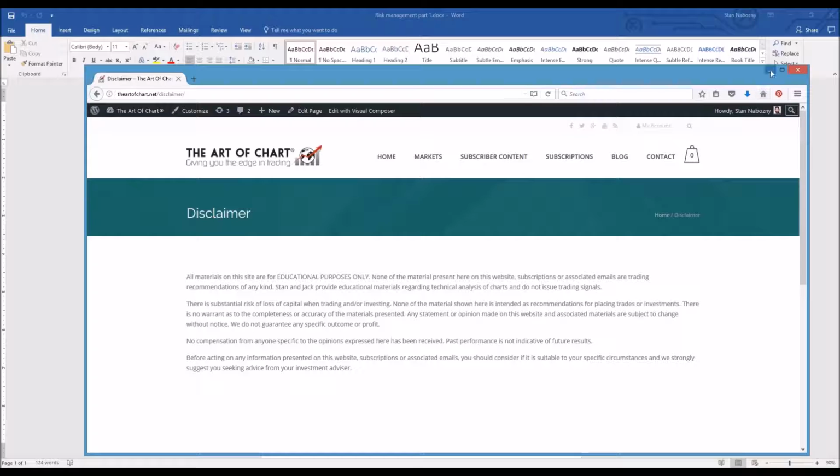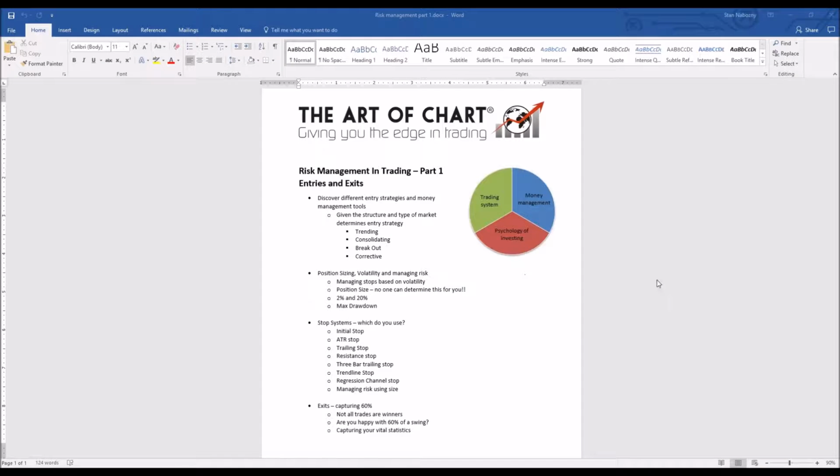Anyway, that's our disclaimer. Let's take a look at our outline for today. This is what we're looking to cover, and we're going to cover this in a multi-part series over the coming months. And risk management is probably, in my opinion, the thing that separates really great traders from average traders, okay? Great traders are very good at risk management.